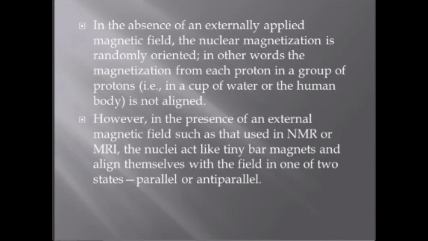However, in the presence of an external magnetic field, such as is used in nuclear magnetic resonance or magnetic resonance imaging, the nuclei act like tiny bar magnets and align themselves with the field in one of two states, parallel or anti-parallel. The state parallel to the external magnetic field has a slightly lower energy level than the anti-parallel state. So slightly more nuclei end up in the parallel state than in the anti-parallel state.